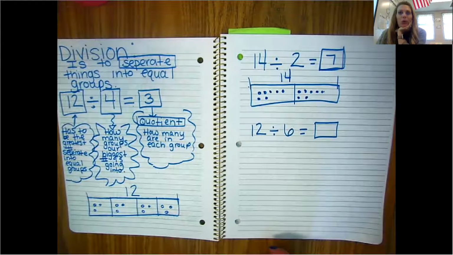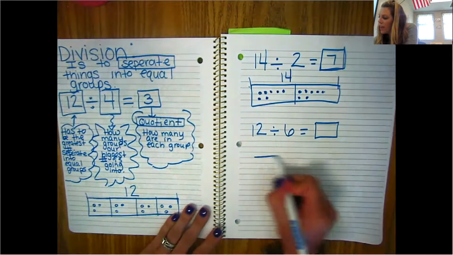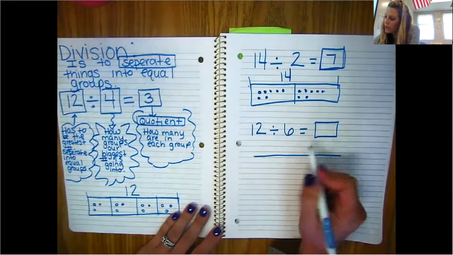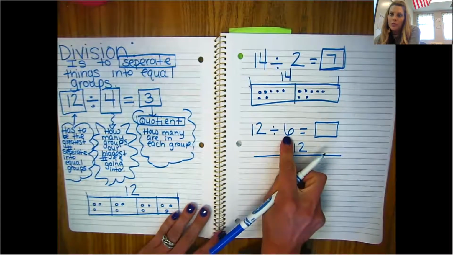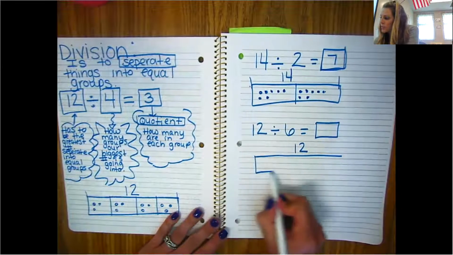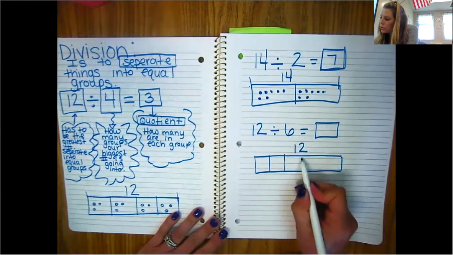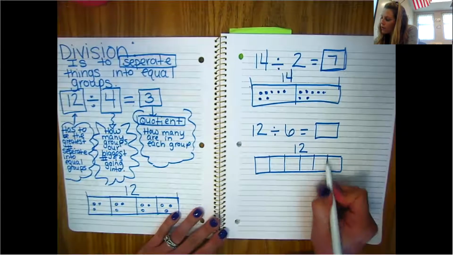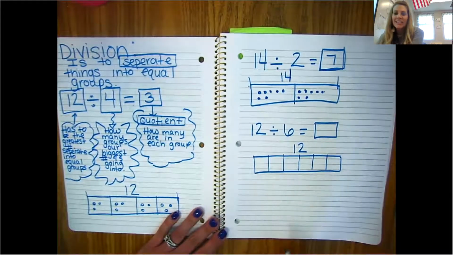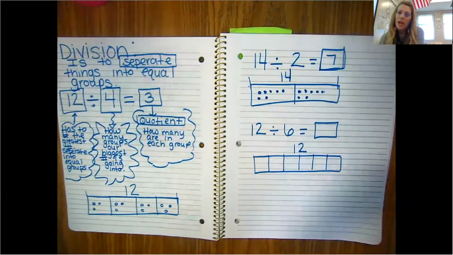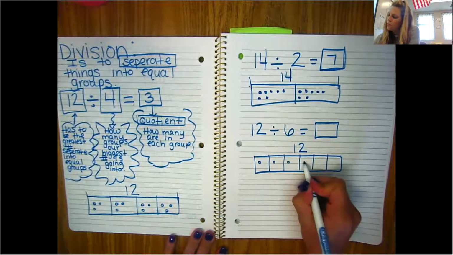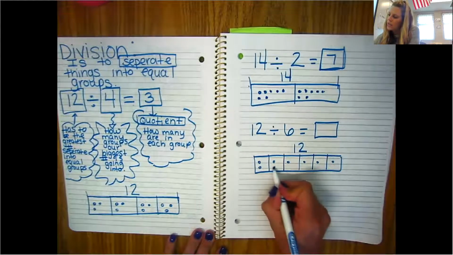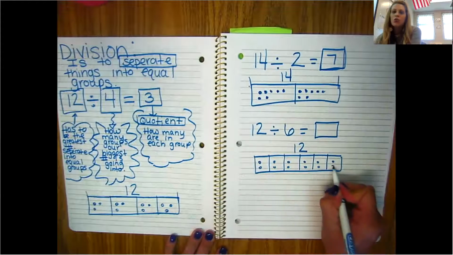All right, so you should have drawn your graph diagram, and you should have had your biggest number on top, which was what? 12. And you should have divided it into how many groups? 6 groups. 1, 2, 3, 4, 1, 2, 3, 4, 5, 6. And now I'm taking 12 and I'm equally putting it into each group. 1, 2, 3, 4, 5, 6, 7, 8, 9, 10, 11, 12.